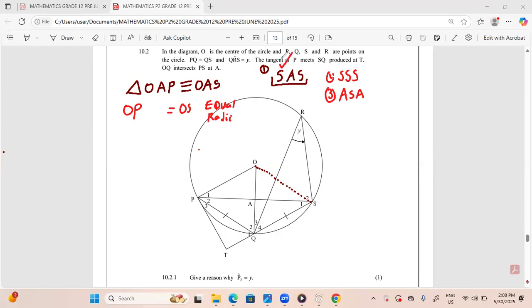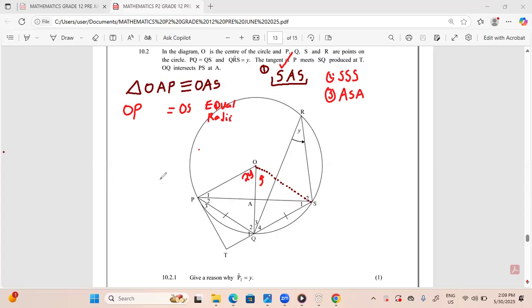Now I have to show you the angles that are equal. An angle from the triangle OAP, which is equal to an angle in the triangle OAS. So which angle is equal? Do not forget that this angle O, this side here, is 2y. So let us check, what do we know about this angle O in the triangle OAS? How do we find this angle? Let's check. If we can find this angle, then we are good to go.